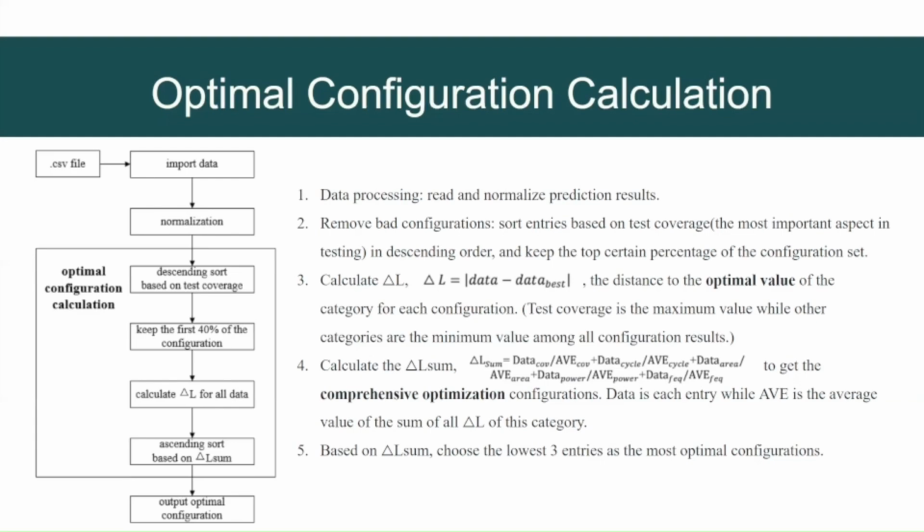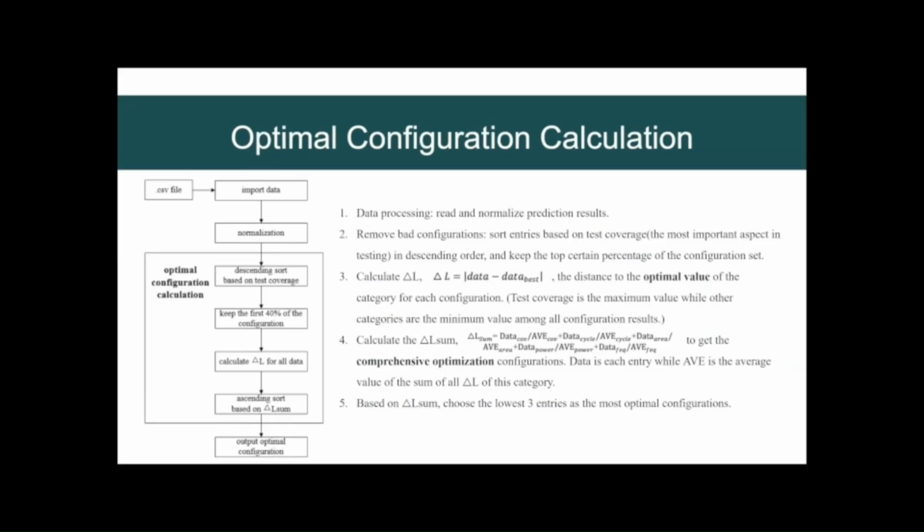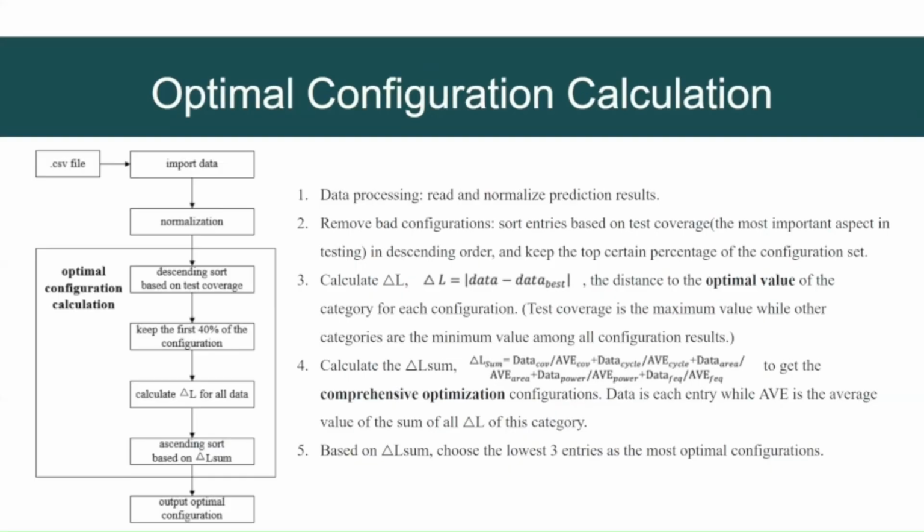Then we calculate the distance between the best parameter configuration, for the best output, and the actual parameter results. This gives us an absolute distance, and we will choose the minimum distance for the optimal parameter configuration for each category. Then we also do the comprehensive optimization configuration by calculating the distance for the ratio of each category and summing them up. Based on the comprehensive optimization result, we will choose the lowest 3 entries, the minimum distance and minimum error percentage, as the most optimal configurations.